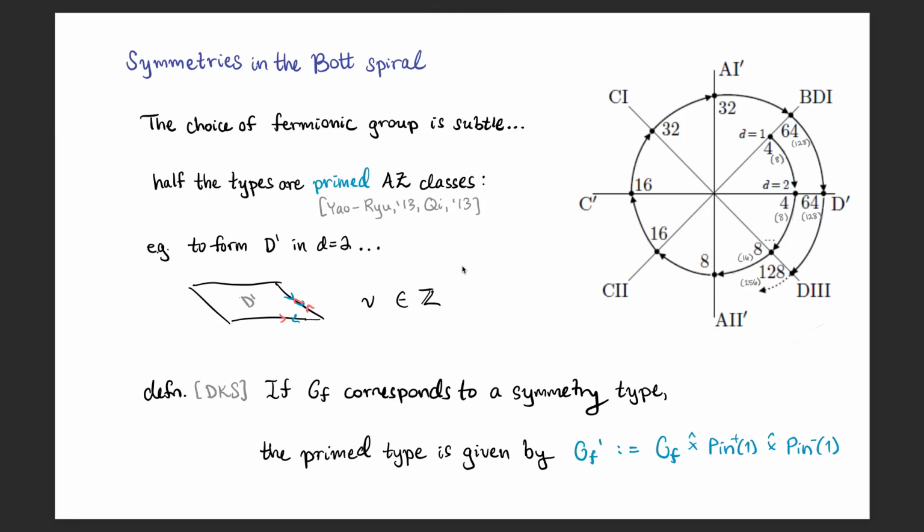symmetries, one unitary, one anti-unitary, it seemed like a good idea to say, if we have some fermionic group GF that we're interested in and we want to form the primed version, let's add on one copy of the fermionic group corresponding to Clifford +1 and one copy corresponding to Clifford -1.